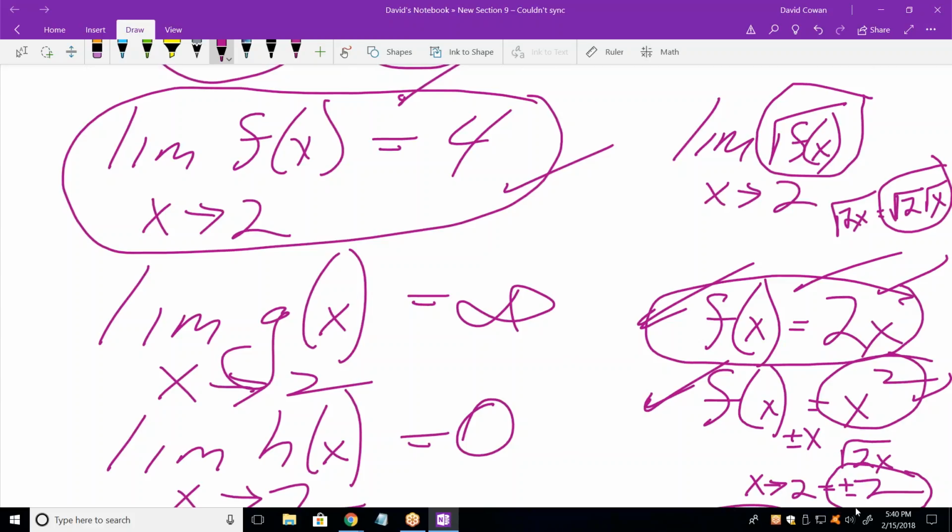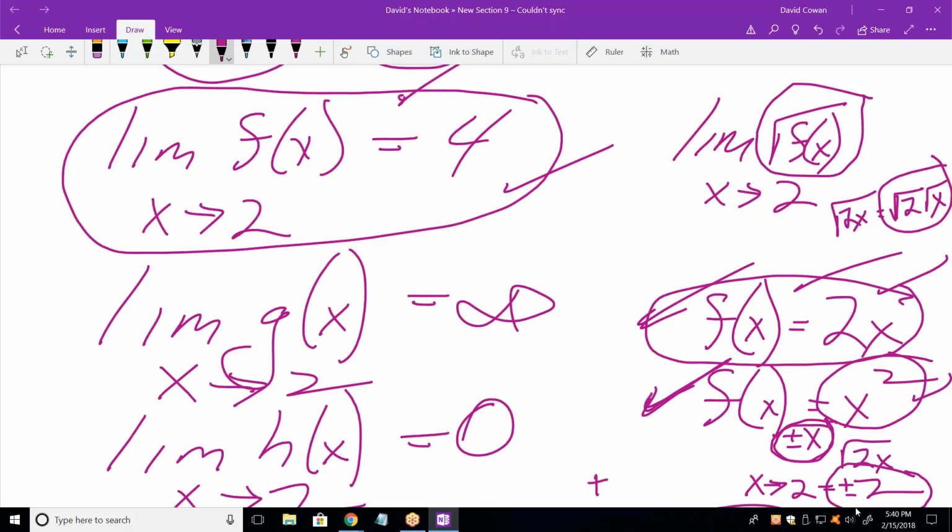But if f of x is x squared, which it could also be, now if you take the square root of x squared, you actually get plus or minus x. Notice that minus x works just fine. If you square minus x, you get x squared. So if the square root of x squared is really plus or minus x, then as x goes to 2, the answer should be plus or minus 2.